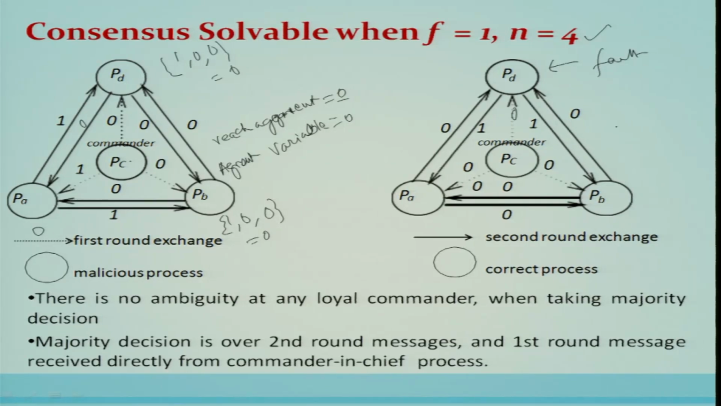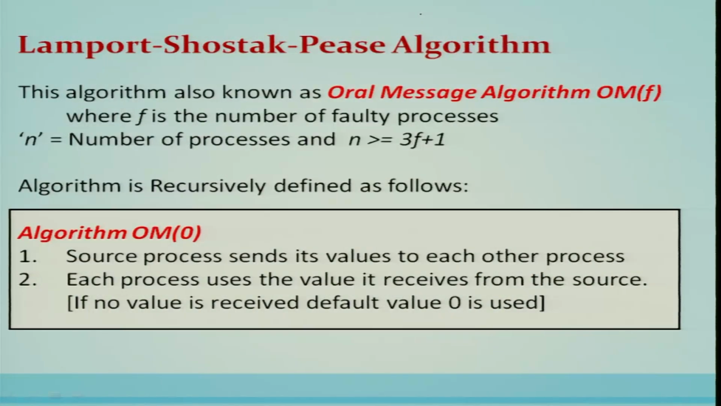So as far as the Lamport-Shostak-Pease condition is concerned, if the condition is satisfied with the number of faulty processors, then the agreement is possible. So the algorithm is called the Lamport-Shostak-Pease algorithm. This algorithm is also known as the oral message algorithm, OM(f). f is the number of faulty processors. So the number of processors n should be greater than or equal to 3f plus 1.